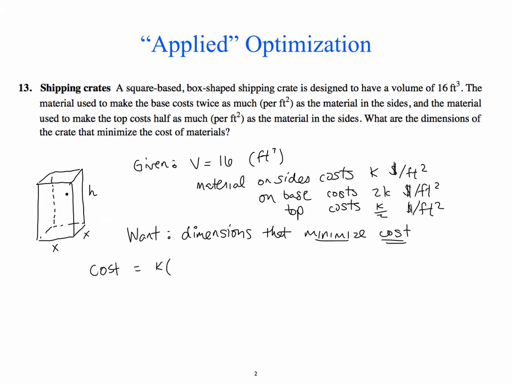So each side has an area of what? X times H, right? And there's 4 of those sides. So 4XH, okay? What about the cost of the base? So the area of the base is X squared. The cost per square foot is 2K. Okay. And then for the top, right, the cost per square foot is K over 2, and the area of the top is also x squared, right?